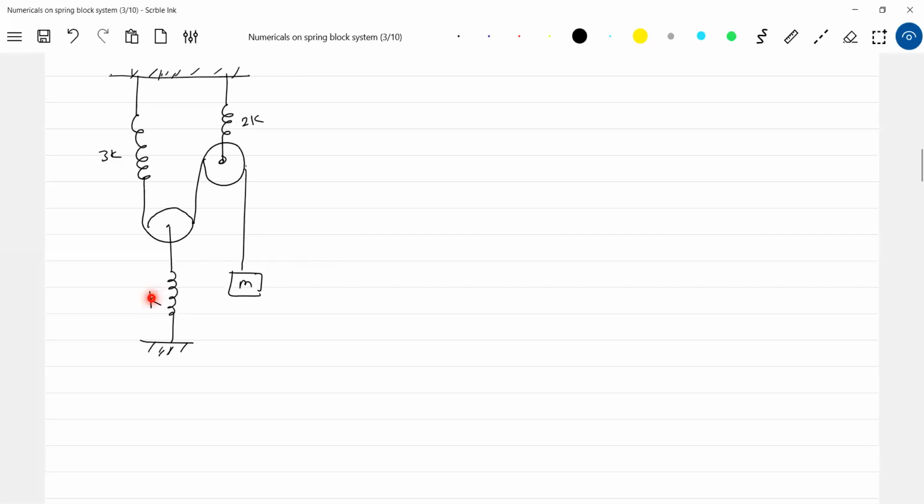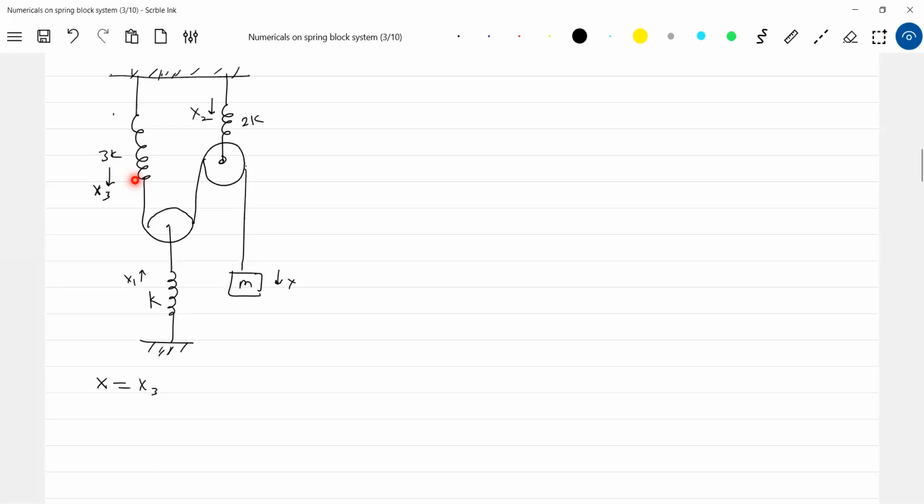What is the first thing? First we'll go for the constraint equation. Let x be the displacement of this, x1, x2, let this be x3. Let's get into the constraint equation part first. First, assume that these two springs are not there. This wire is directly connected to the spring, no? So if the block moves by x, the spring will elongate by x. So therefore x3 equals x.